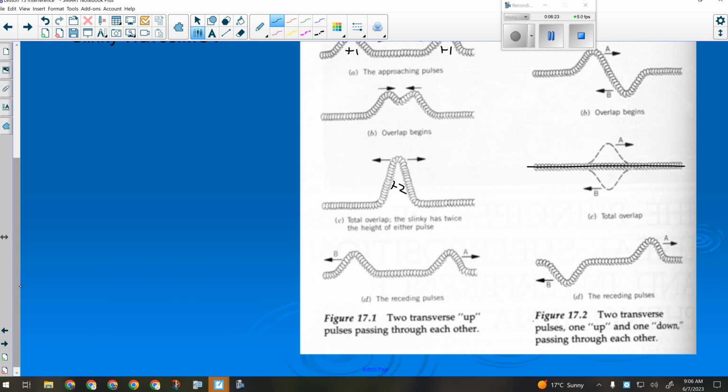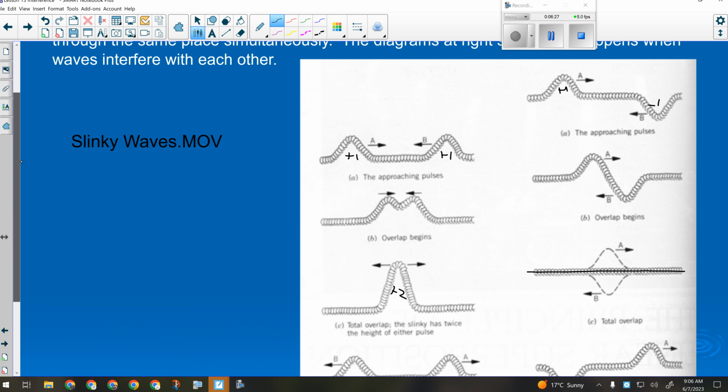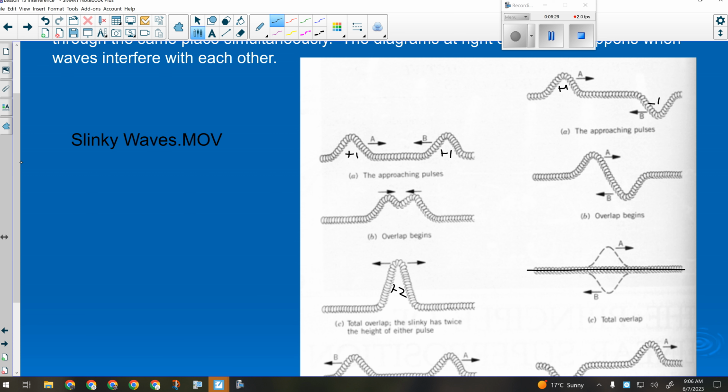All right. Now, I'm going to show you the slinky first, and then I'll show you the slow-mo that we took of the slinky. All right, so the principle of linear superposition, like I say, is a pretty easy thing to get.